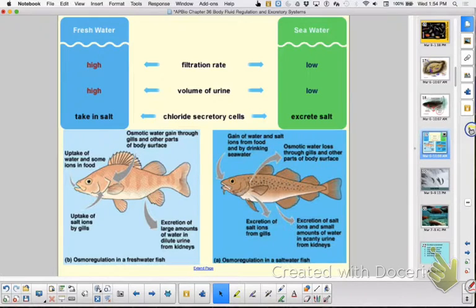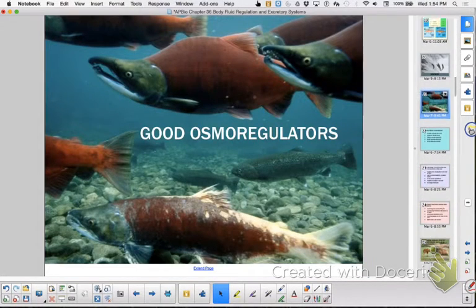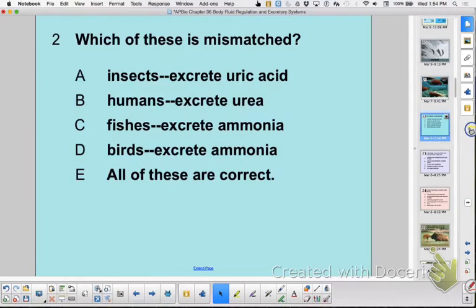They can alter both their gill and kidney functions, moving between fresh water and salt water. All right, here's some questions. I'll be asking you these on EdPuzzle. So here's your first one. Which of these is mismatched?